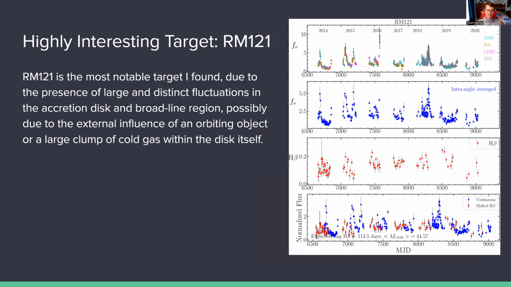And then the most interesting target that I had found was RM121. There is a very large, distinct, and periodic fluctuation in both the accretion disk and the broadline region that potentially indicates the influence of an orbiting object within the accretion disk or between the disk and the broadline region. This could potentially lead to a discovery of a new star or even a clump of cold gas within the disk itself, which would be very interesting as it shows that an external object has a measurable and predictable outcome and impact on the reverberation of a quasar's accretion disk and broadline region, which, if confirmed, would help detect more of these objects in the future.